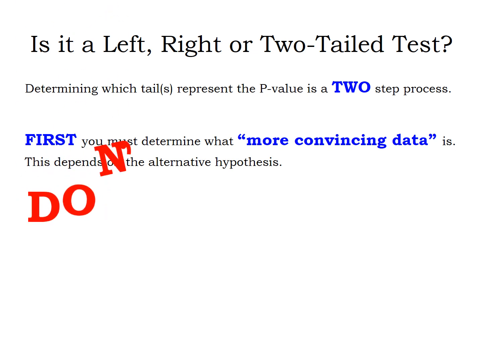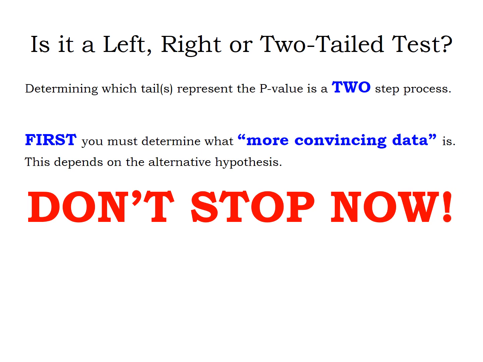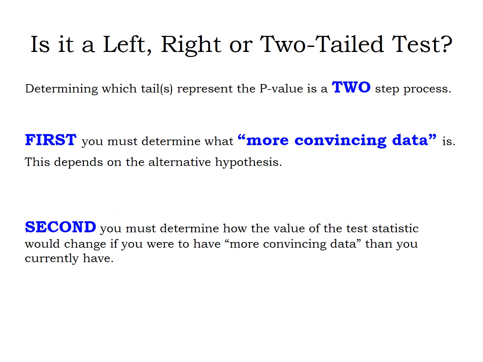Now, here's where people get in trouble. Way too often, people want to stop there. If I'm trying to prove something is big, then it must be right tail. If I'm trying to prove something is small, it must be left tail. And that's not always the case. So we start off by deciding what specifically I need to see in my sample to convince me my theory is true. We need a big p hat, a small x bar, whatever the situation calls for. But then the second step is to look at the test statistic. We have to say, if we were to get our more convincing data, what impact would that have on the value of the test statistic?